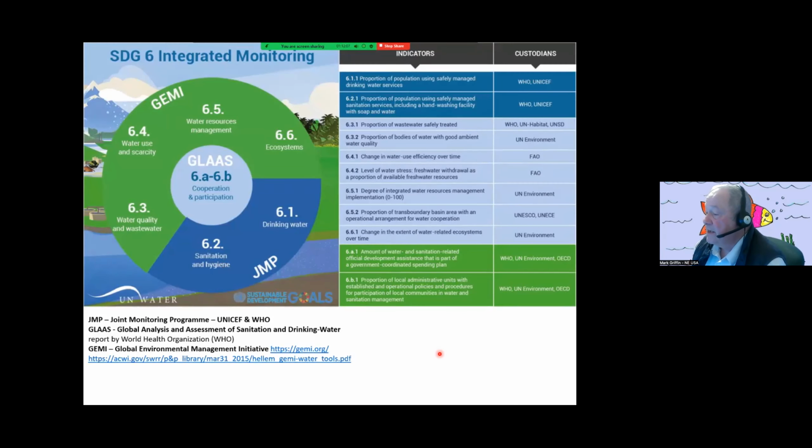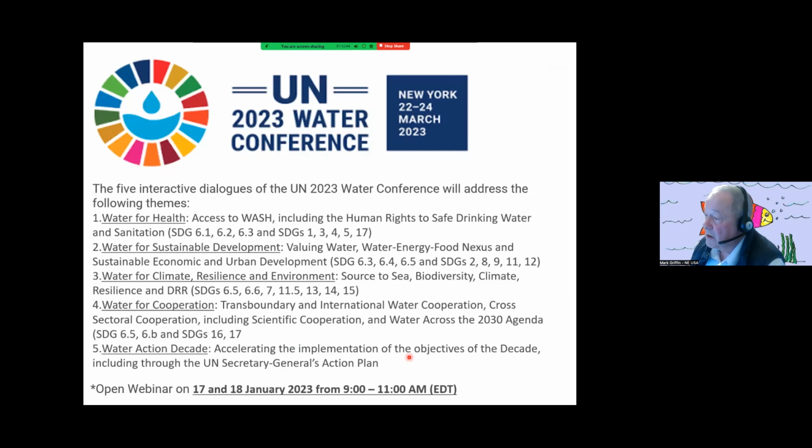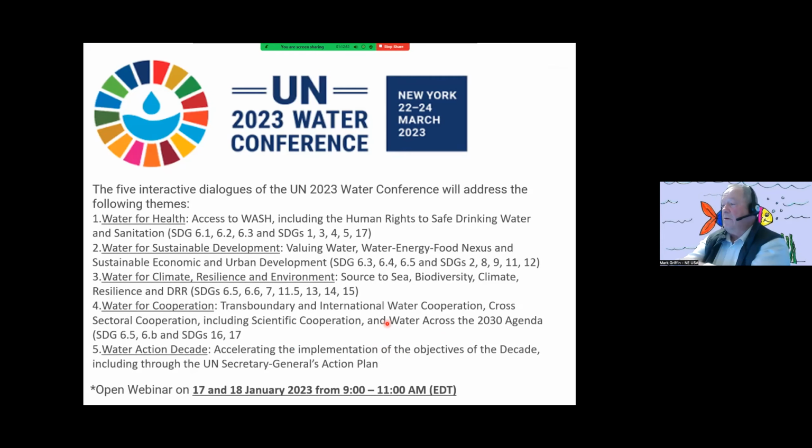All right, so who's watching out for these? JMP is the Joint Monitoring Programme, which is UNICEF and WHO. Class, the global analysis assessment of sanitation and drinking water. You've got these people looking at the overall picture of cooperation and participation. And GEMI has more to do with, I would go towards the global compact of industry working for water.